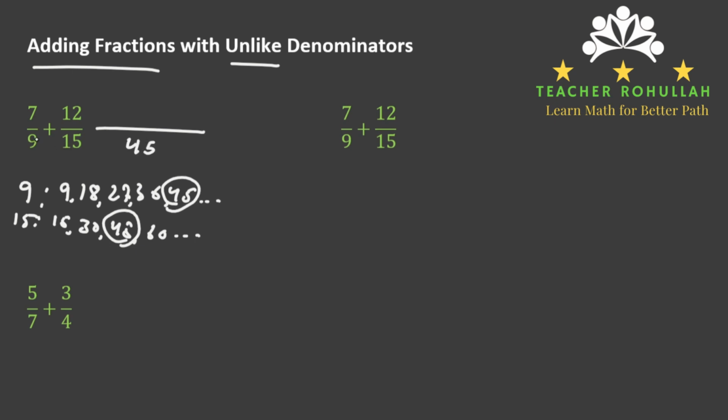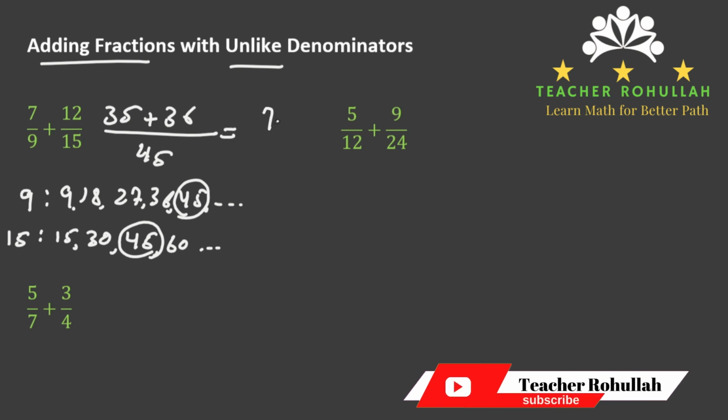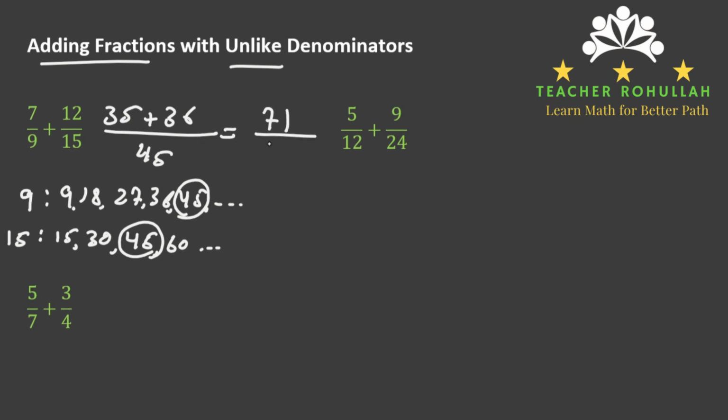45 divided by 9 is 5, and 5 times 7 is 35. 45 divided by 15 is 3, and 3 times 12 is 36. Now 35 plus 36 is 71, and the denominator is still 45. After we are done adding, we have to check if we can simplify the result or not. Seeing that this is already in the simplest form because we don't have any number that both 71 and 45 can be divided by at the same time. Let's now move to the second example.